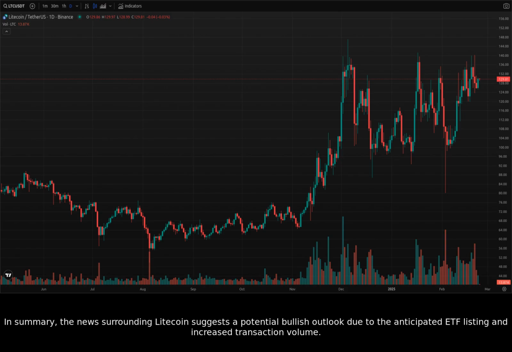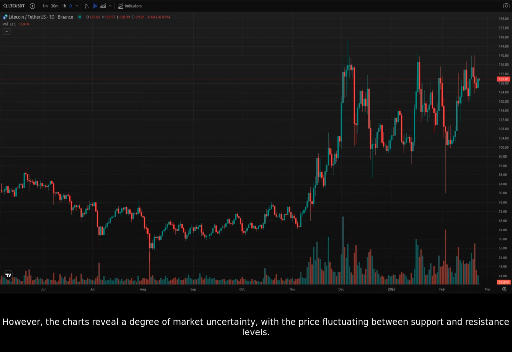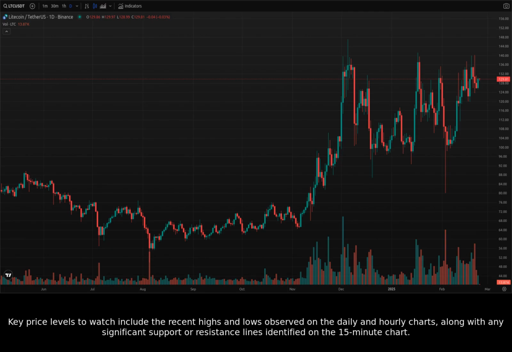In summary, the news surrounding Litecoin suggests a potential bullish outlook due to the anticipated ETF listing and increased transaction volume. However, the charts reveal a degree of market uncertainty, with the price fluctuating between support and resistance levels. Key price levels to watch include the recent highs and lows observed on the daily and hourly charts, along with any significant support or resistance lines identified on the 15-minute chart.